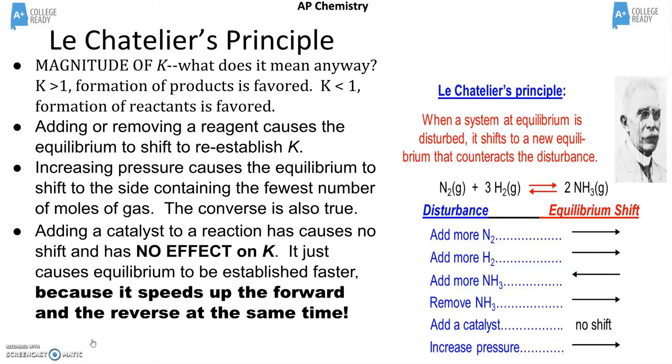And again, adding a catalyst, no effect on K because it'll just speed up the rate of the forward and the rate of the reverse by lowering what's called the activation energy. Remember we looked at that in thermochemistry? The hump on the graph.